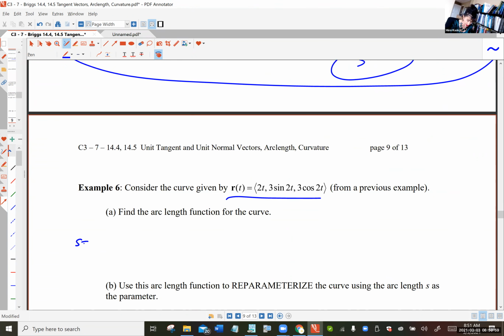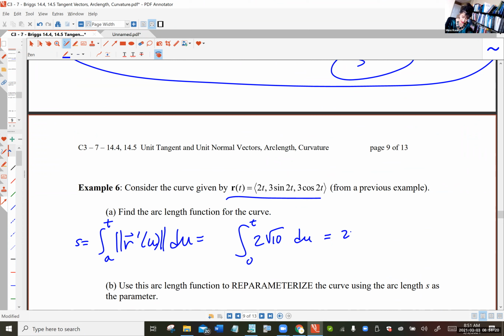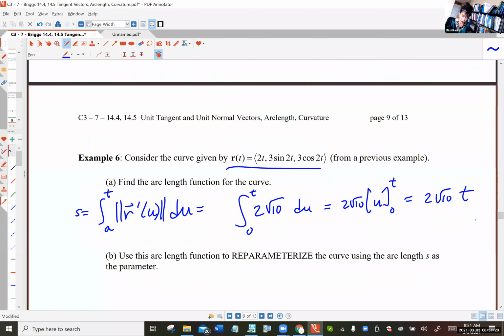If I use their definition, it is the integral from a to t of the magnitude of r prime of u du, and we're going to use the lower limit being 0. That's tradition a lot of times. And we found that the speed was just a constant. Now if we integrate that with respect to u, that's just going to give me 2 square root of 10 u going from 0 to t, which is 2 square root of 10 t.